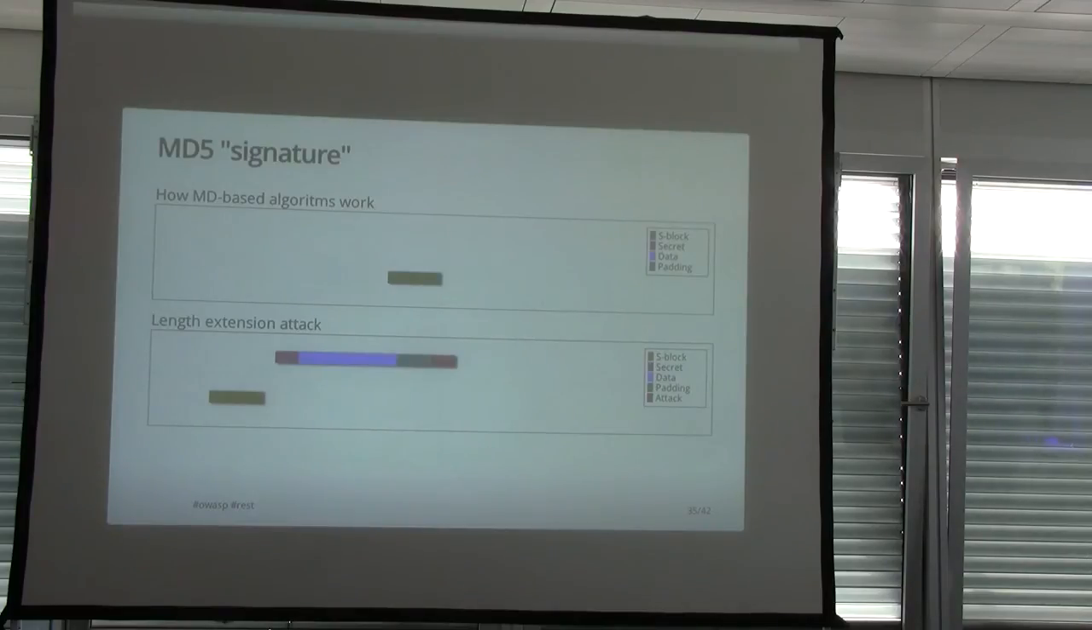So let's say we have the data that we had before, and we want to add something at the end. That's the red part at the end here. That's the attack. So what we're doing is we take the same data that we had up here. We don't know the red part, but we know the blue part, and we know what the padding would look like, because the padding is always calculated the same way as long as we know the length of the secret. So we can create a new set of data which includes the old padding.